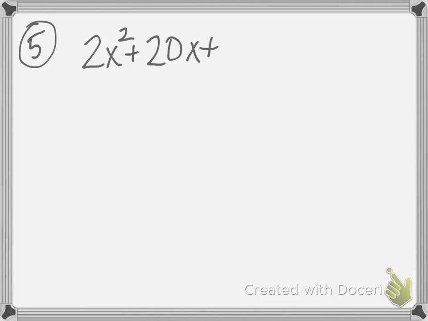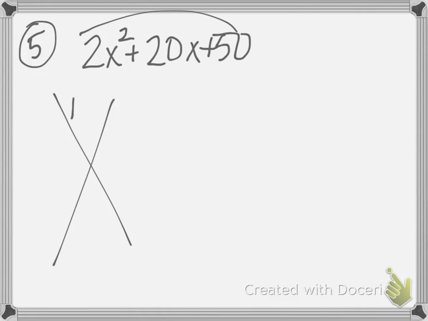On to number 5. I think I made it one problem without doing that. On to number 5. 2x squared plus 20x plus 50. Okay, for our x, 2 times 50 is 100, and the 20 goes here. Multiplying to be 100, adding to be 20. That one's a fairly simple one. It's 10 and 10. So 10x and 10x. 10 times 10 is 100. 10 plus 10 is 20.